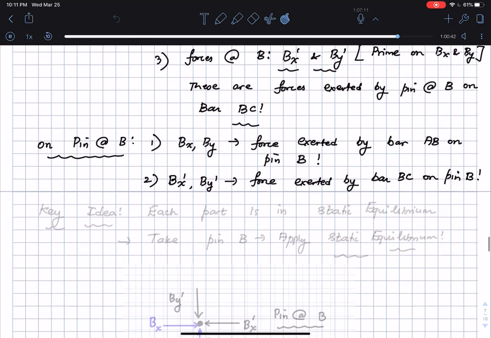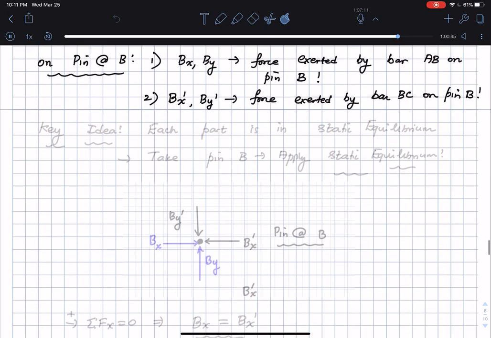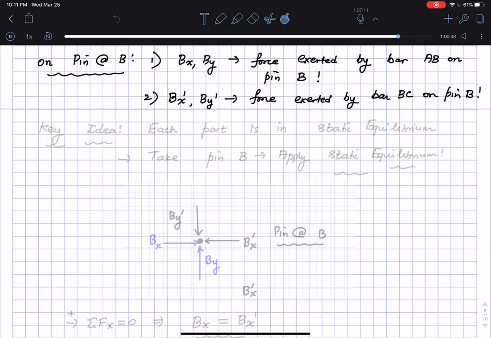Okay, and the idea that we are going to be making use of is that each and every one of these is in equilibrium. The basic idea is that each part is in static equilibrium, which implies that I can take the pin at B and analyze it by using equations of static equilibrium. So take pin B and apply static equilibrium.